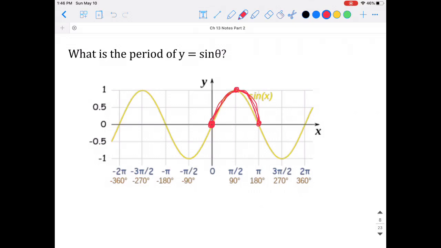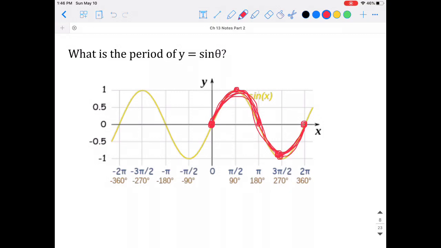And then we go below the x-axis to 3 pi over 2 and back up at pi over 2 to the positive x-axis. So one full cycle in our sine function looks like this.